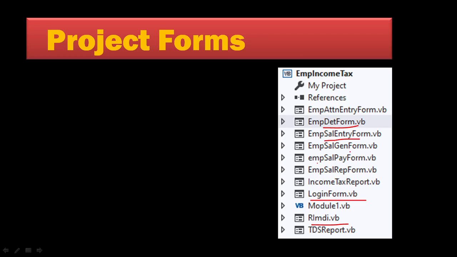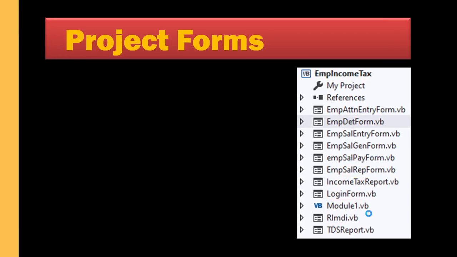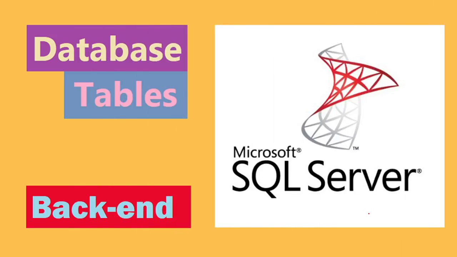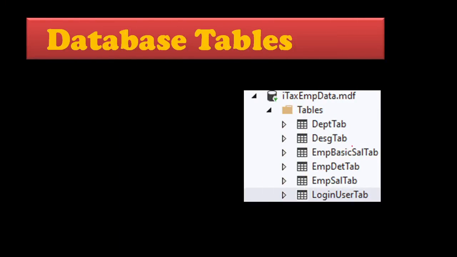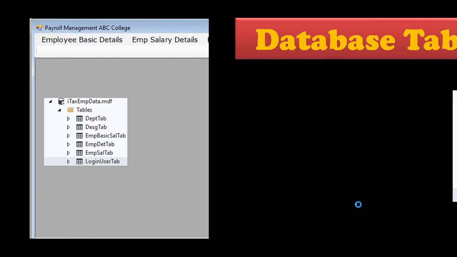Salary entry. Then we'll enter the employee attendance. Then we'll generate the salary. After that, you need to pay the salary using the salary pay form. Then we have the salary report, income tax report, and TDS report. Three reports are there in this particular project. We are using Microsoft SQL Server as the backend, and here are the tables: department table, basic salary table, employee detail table, employee salary table, and login user table.